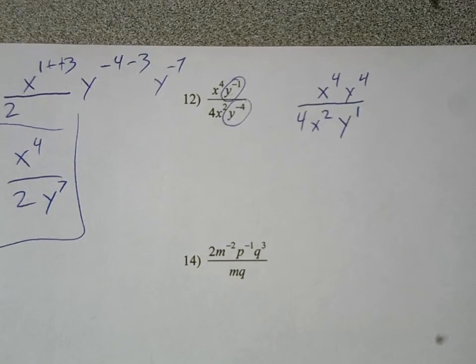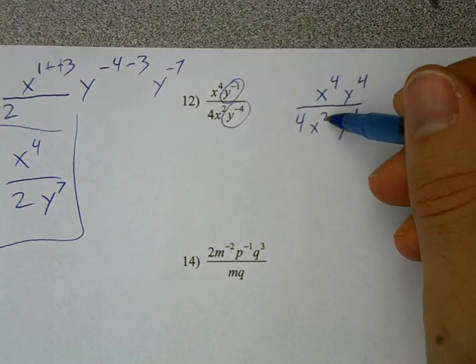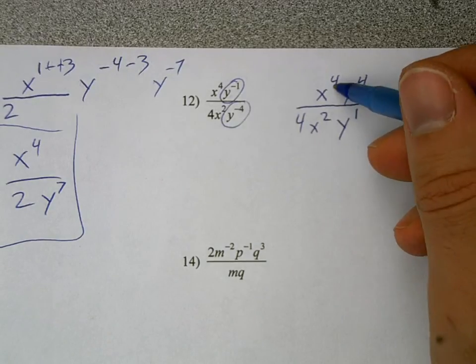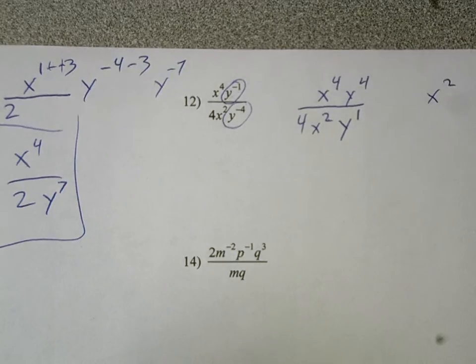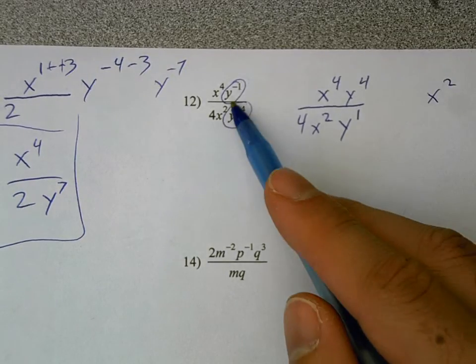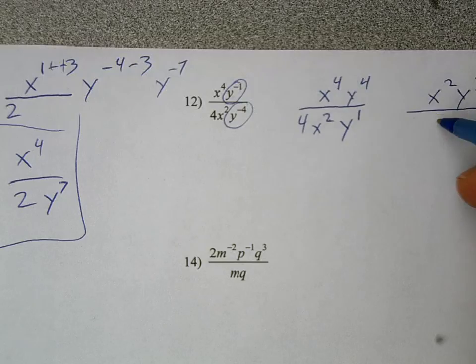Sure. I can clean it up a little bit by getting rid of those negatives, by switching where they go. And then I can do what we've been doing already. I can subtract if I want to. So 4 minus 2, right? X to the 4 minus 2 would be x squared. Y to the 4 minus 1 would be y cubed over, looks like just 4.